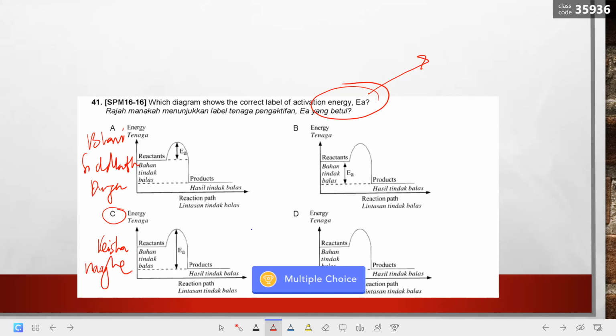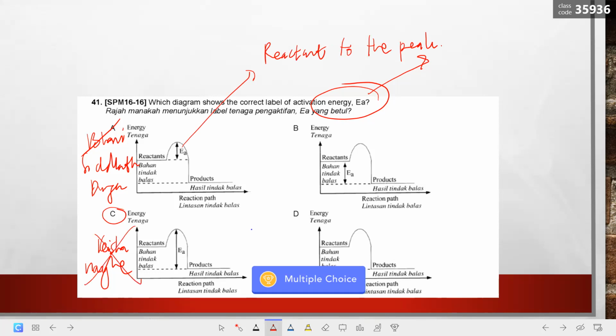That's why don't be insecure about your answer. The answer is A. Activation energy is always from your reactant to the peak. Write it down. Always the reactant to the peak, not the peak to the products. So the answer C is wrong.